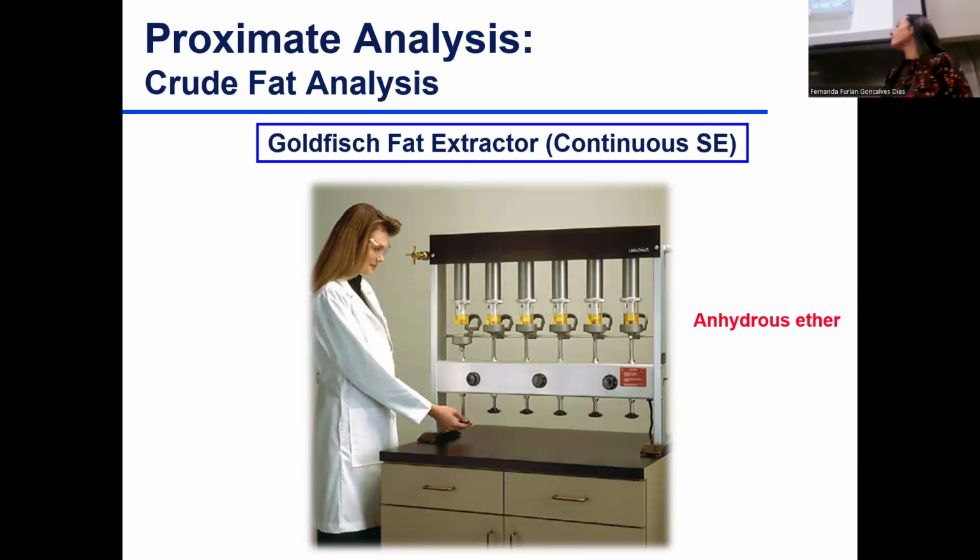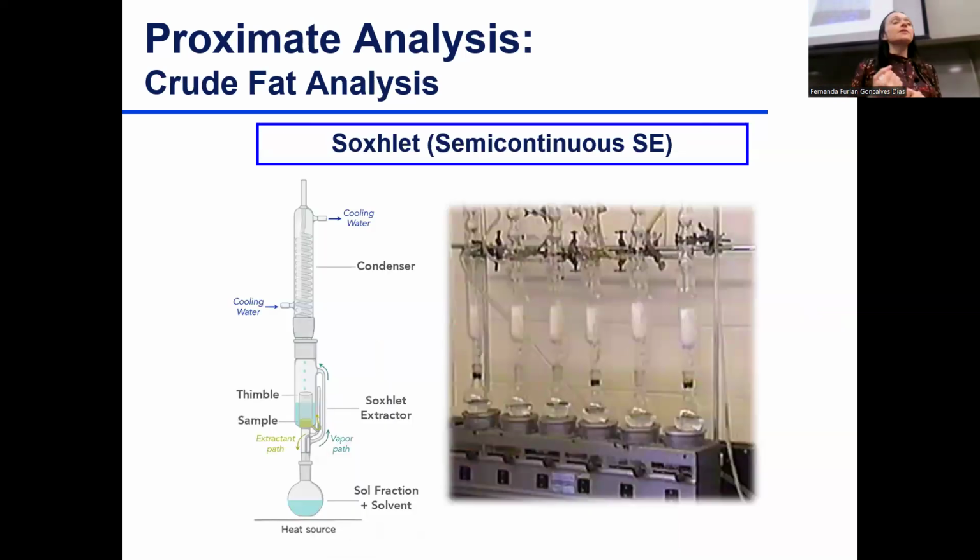So this is Goldfish, continuous, right? The solvent is always being reflushed. The next one is a semi-continuous, the Soxhlet. What is the difference here?